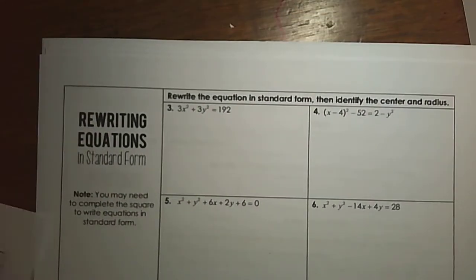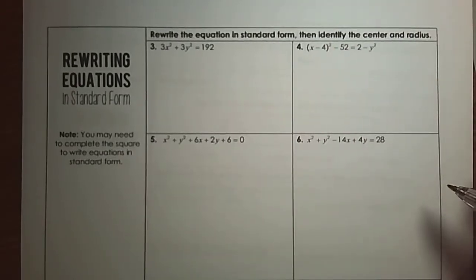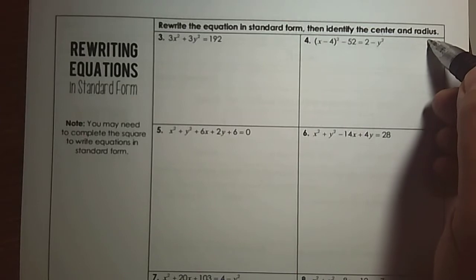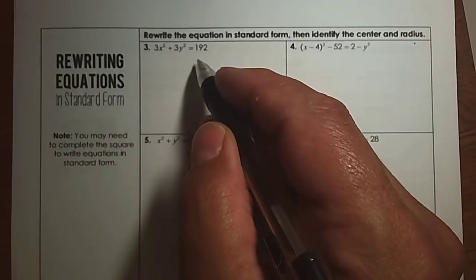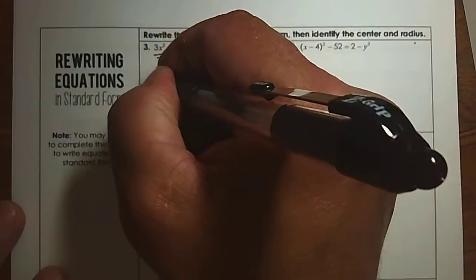So next step is, can you rewrite these equations? These equations here are not going to be in standard form. So we need to be able to write them in standard form so that we could graph them if we need to, and be able to identify the center and the radius. So this is not in standard form, the way it looks. To write it in standard form, you would divide everything by 3 and then write it down.